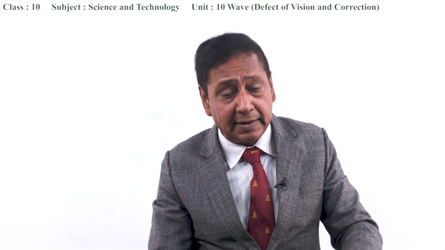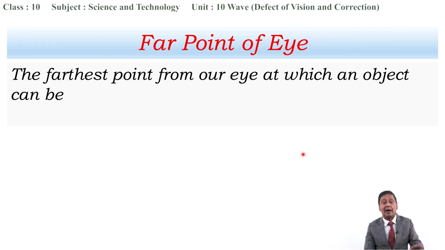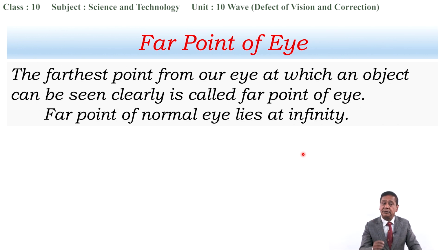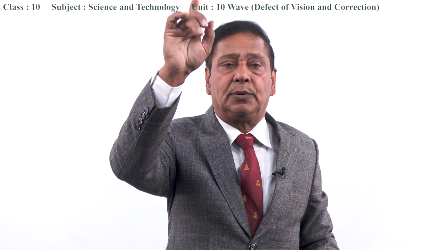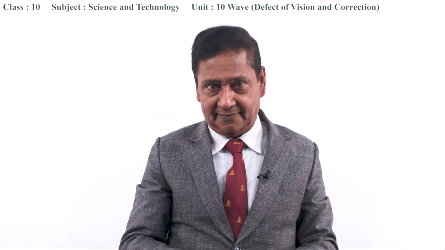That's why, what is far point of our eye? Far point of our eye means the farthest point from our eye at which an object can be seen clearly. And far point of normal eye lies at infinity. For normal eye, healthy eye, we will be able to see the star also. It means the far point lies at infinity.